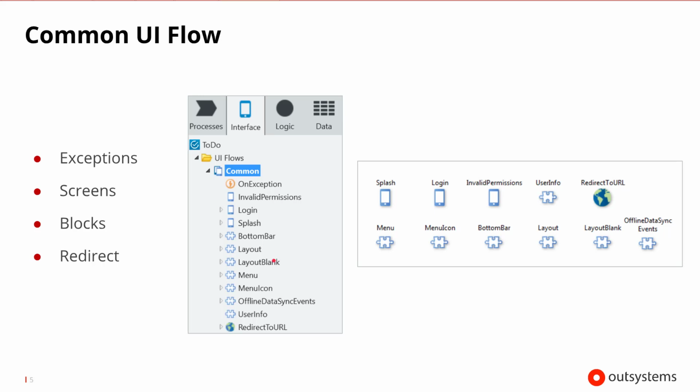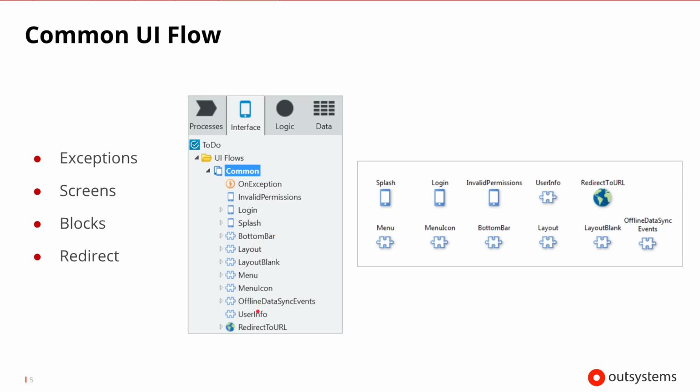But when we look through the UI flows, the first UI flow by default is the Common UI flow, and it has inside of it exceptions, different screens, different blocks, and a redirector. So here's the onException that handles all of our exceptions. There are three types of screens: invalid permission, login, and splash screens.